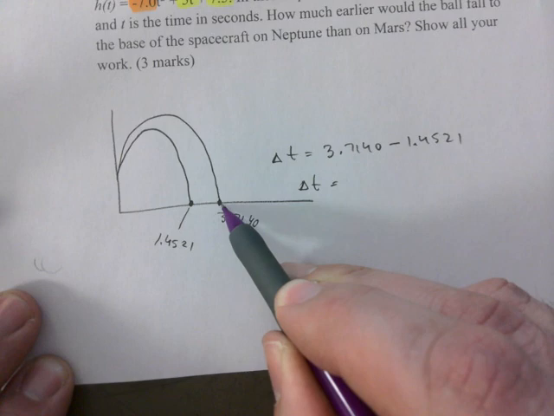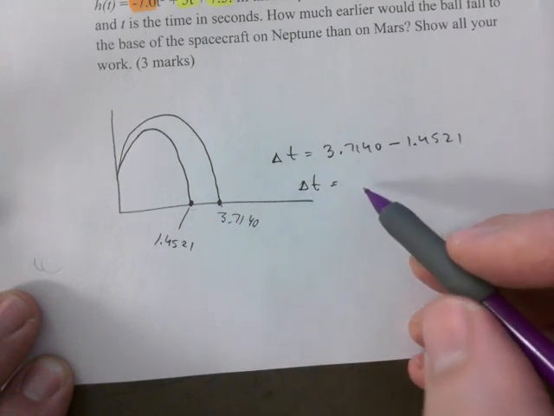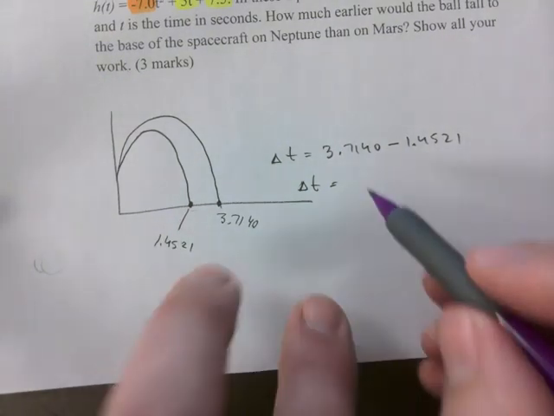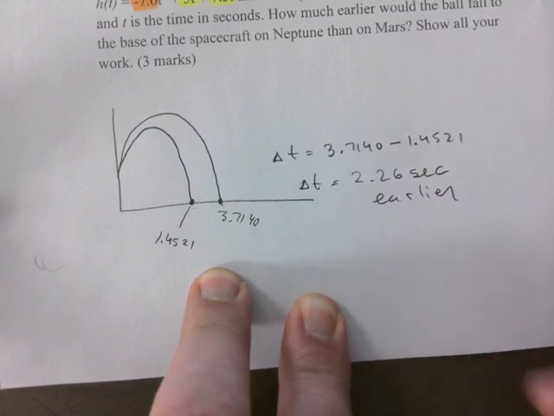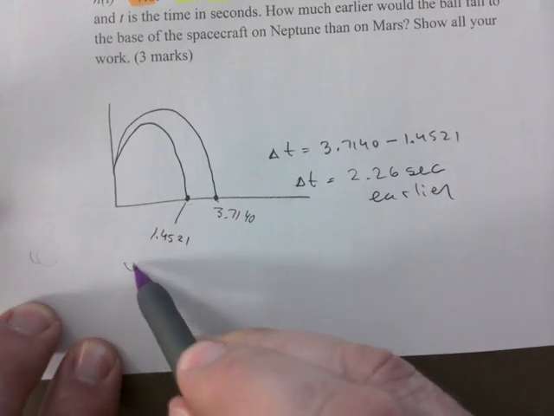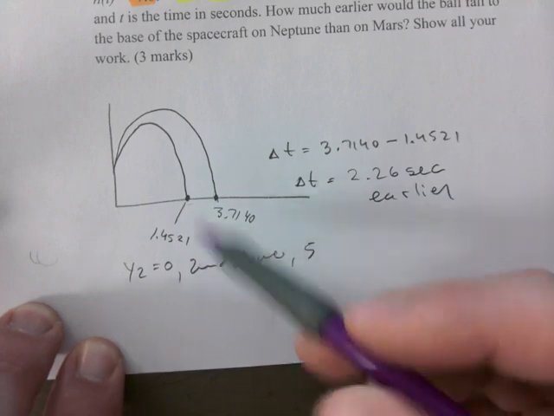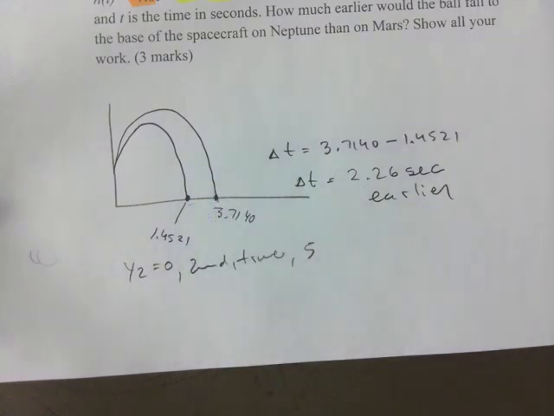right? Because this is in Mars, this is in Neptune. So how much earlier is, you will find that by subtracting. And the answer is 2.26 seconds earlier. And of course, you would want to put down y2 is equal to 0, second trace 5. You can do them separately, like turn off one of the curves, right? So you only have the y2 and one of the parabolas, and turn that one off and go over to the other one, and you're good to go.